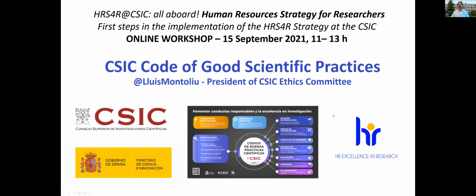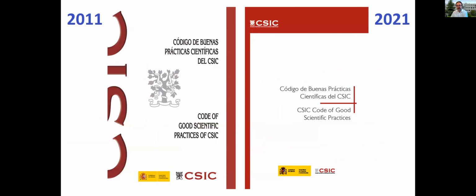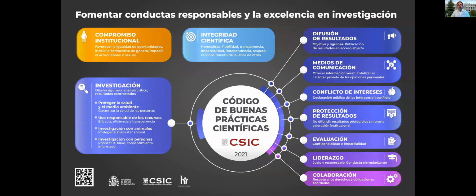in this workshop on the human resources strategy for researchers to report on the new CSIC Code of Good Scientific Practices that we have just released. This is 10 years after the first code was published in 2011. We have also released an infography, normally at the moment only in Spanish, with the headlines and the most important points and a QR code for all researchers to download directly the code for whatever they are.